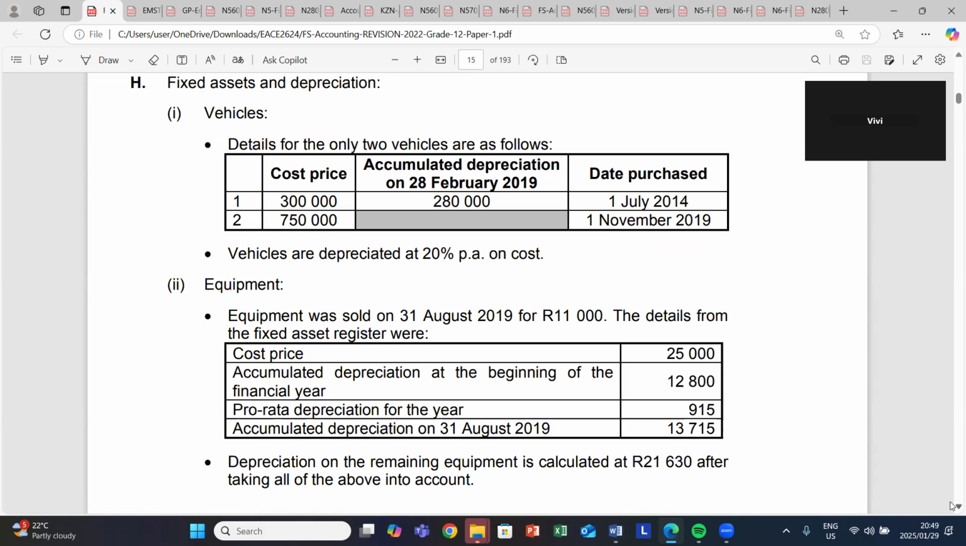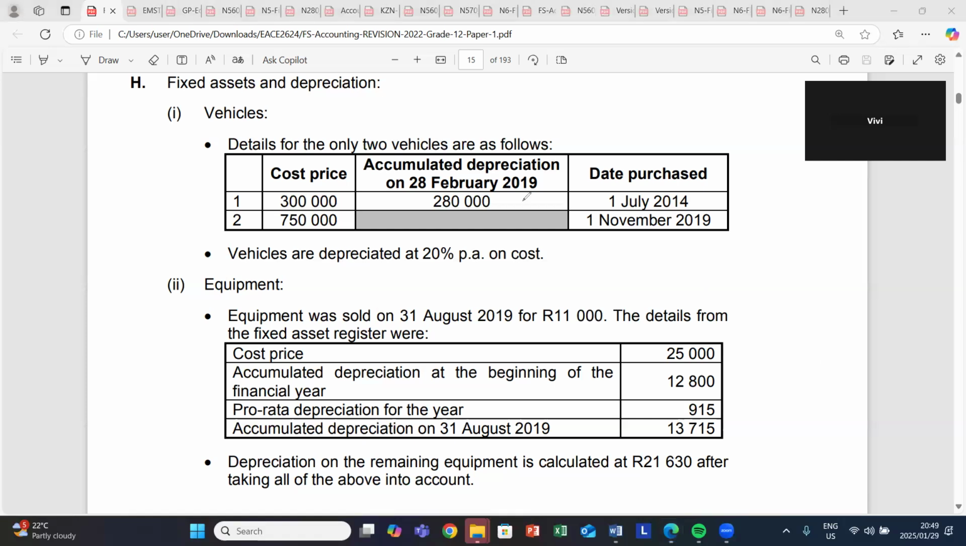Okay. And then the second one that you acquired was 750,000 rand. But at the beginning of the year, it does not have an accumulated depreciation. Why does it not have accumulated depreciation? Because we bought it on the 1st of November, meaning we bought it during the year. That's what you know. So we have to calculate the depreciation for that particular asset. So let's calculate it.